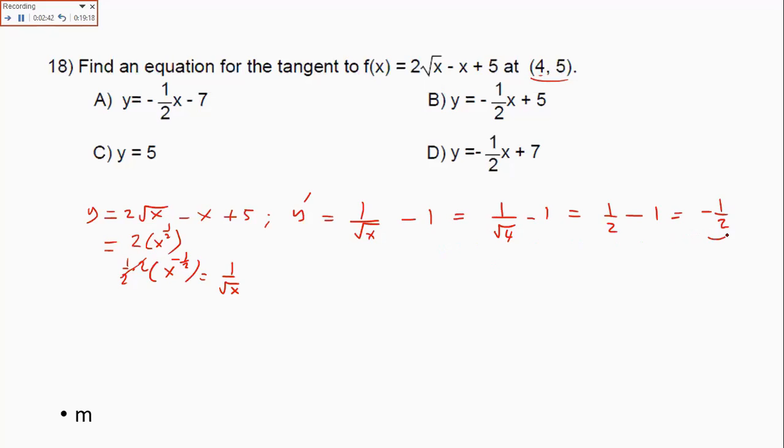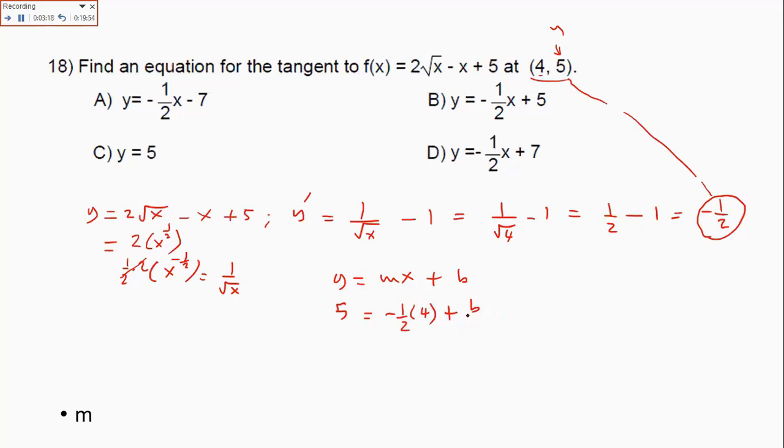Now we have the slope and we have 1 point. Can we get the equation? Of course, right? So y equal to mx plus b. What is y? Equal to 5, right? So 5 equal to m, which is what? Negative half. X is equal to what? 4, right? 4 plus b, right?